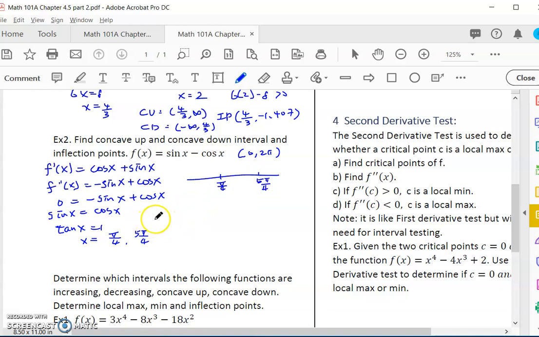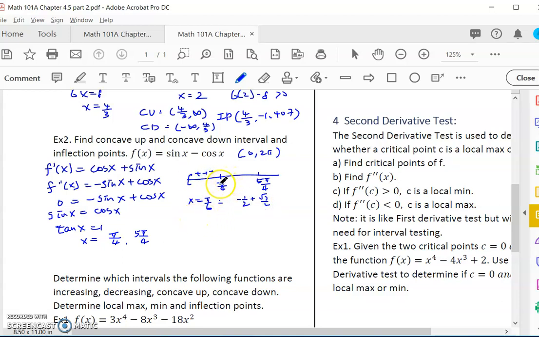And then our testing would be on these intervals. Let's look at x less than pi over 4. Pick a number, pi over 6, so x is equal to pi over 6. If I plug in negative sine of pi over 6 plus cosine of pi over 6, that would be negative 1/2 plus root 3 over 2. That is positive.